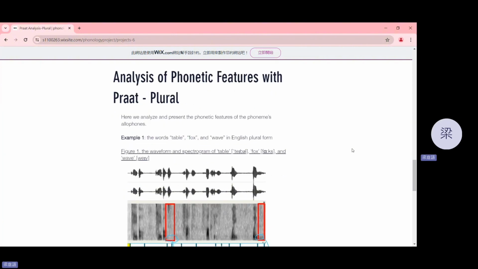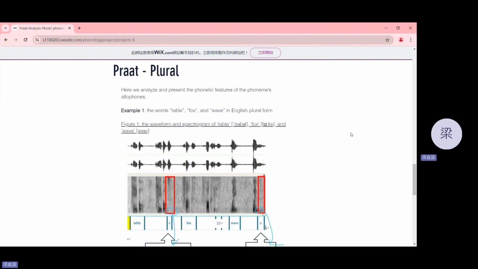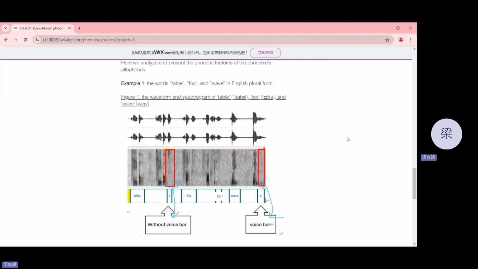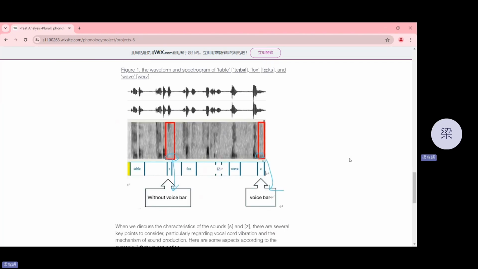And next is about how we analyzed plural phonetic features with Praat. Here we analyze and present the phonetic features of the phonemes. The following is Figure 1, the waveform and spectrogram of table, fox, and wave. We highlight the sounds which have a voice bar and those without a voice bar in this figure.